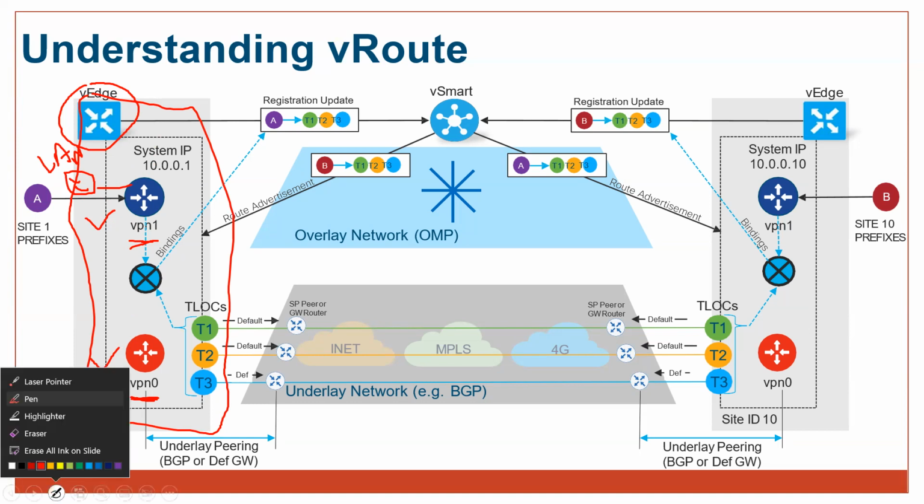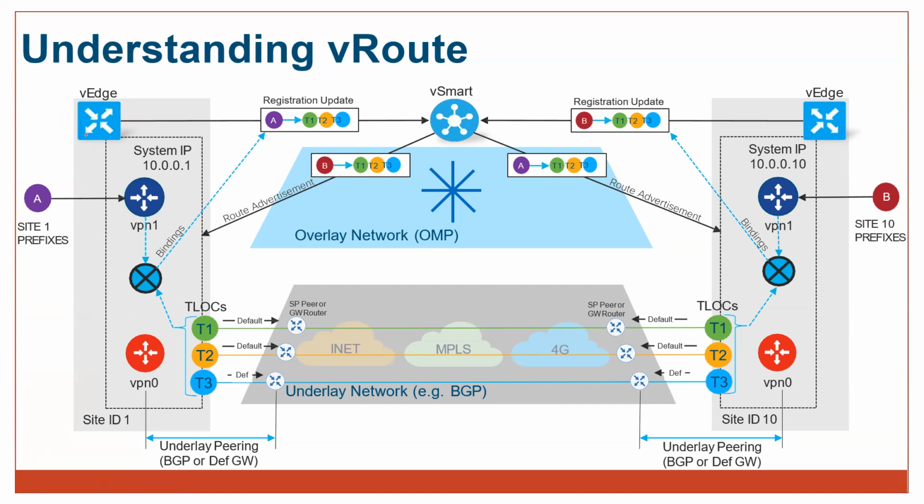Now think about how this box will get connected to the ISP. Suppose this vEdge device has 3 ISP connections: ISP 1 is internet, and then MPLS, 4G, like that you can think. ISP 1, ISP 2, ISP 3. So all these interfaces will be part of what? All these interfaces will be part of VPN 0, right?